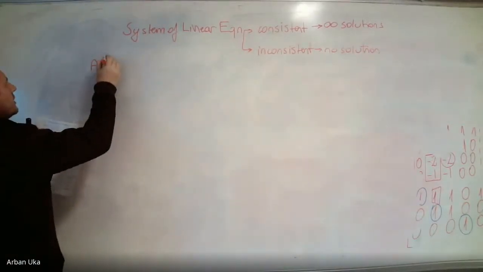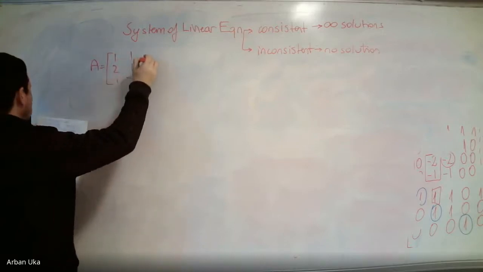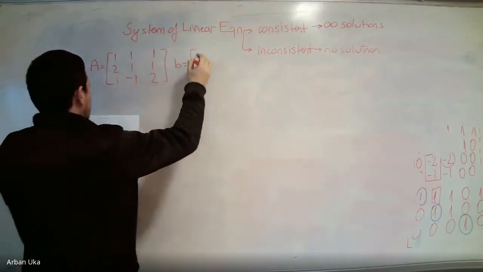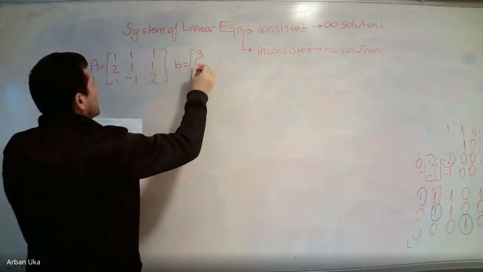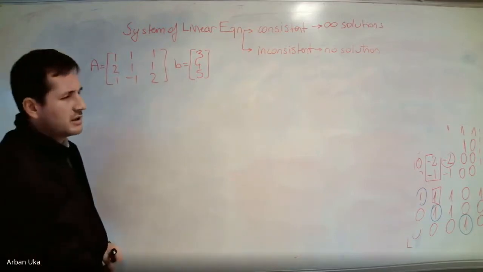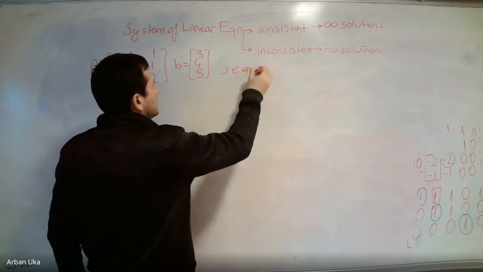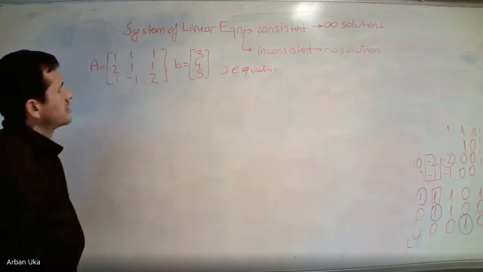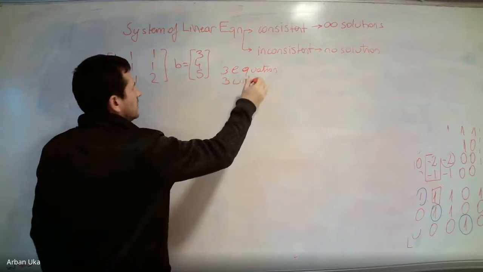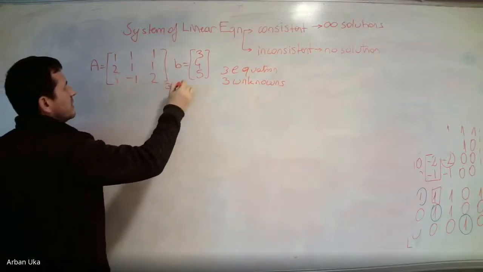Let's assume that we have a matrix which looks like this: 1, 1, 1; 2, 1, 1; 1, minus 1, 2, and B is 3, 4, 5. So let's solve the system of equations and let's see. First of all, how many equations do we have here? We have 3 equations, right? How many unknowns? Three unknowns, because this is 3 by 3, okay?